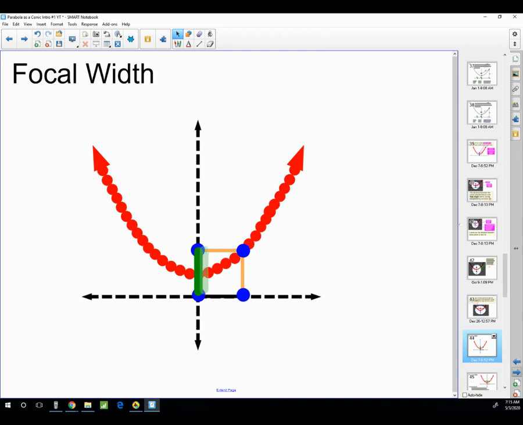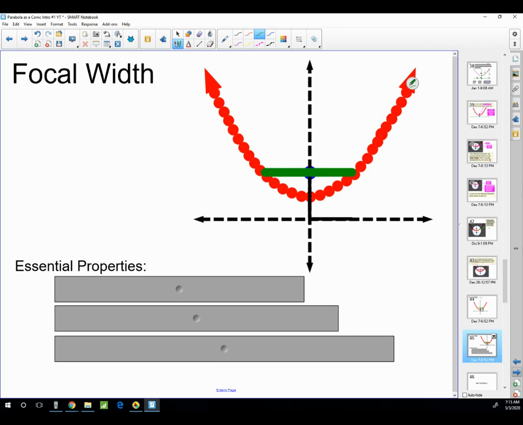All right, we just saw that this piece right here is 2P, so that piece would be 2P. And also, by definition of a parabola, that would be 2P. And I think we can handle that this piece right here would be 2P. So the focal width is equal to 4P. Wow, 4P.